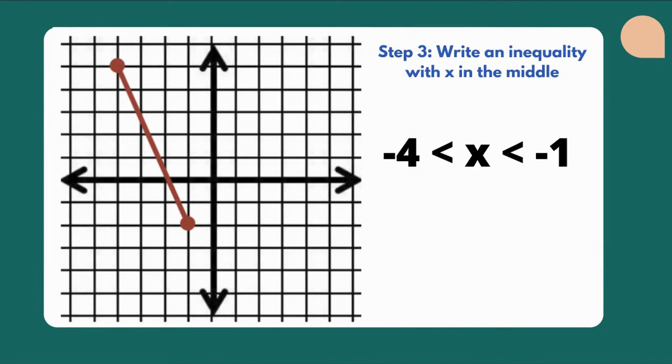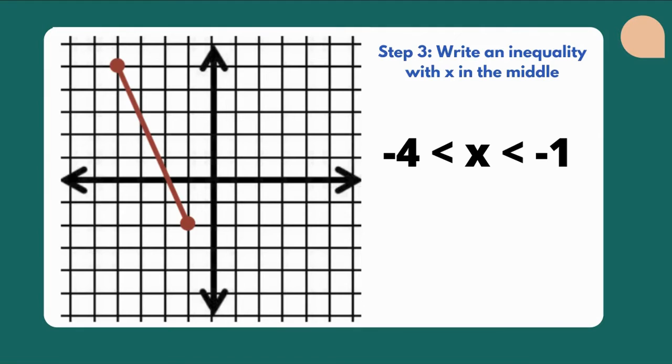Our last step is that we will need to write an inequality with x in the middle. So when we are writing these inequalities, we generally always use a less than or equal to sign. And we put the number we found all the way to the left on the left side of the inequality. We put the number that we found all the way to the right on our graph to the right of our inequality. So we have -4 on the left, -1 on the right.